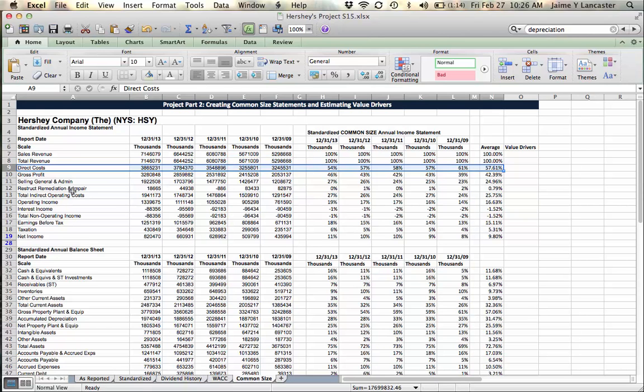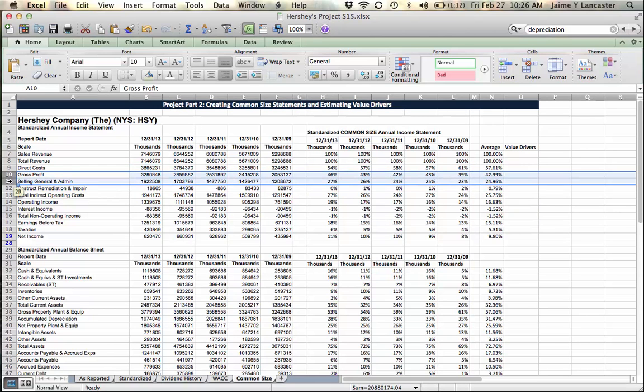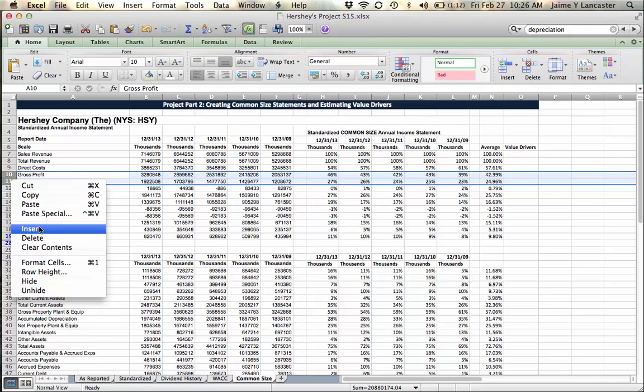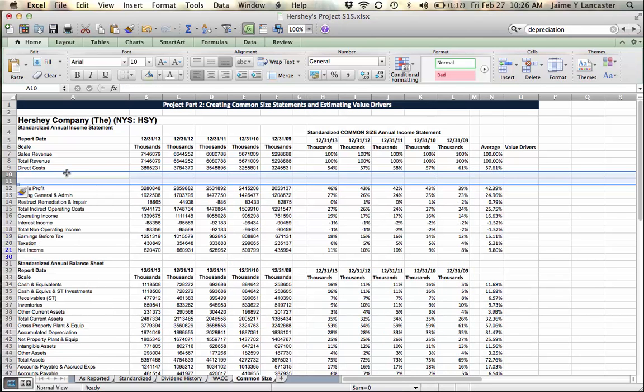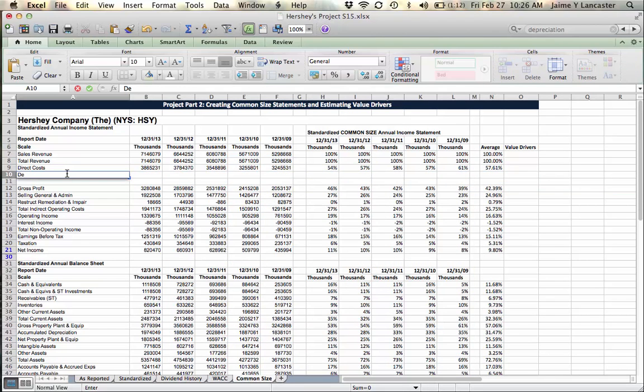We can find the value of what they had as a depreciation expense on the statement of cash flows. And then we need to come in here and back it out. We need to pull it out of this number. So I like to enter a couple of rows. And then we're going to enter a depreciation expense. Depreciation and amortization. So now we've got to go to our standardized statements and look for the statement of cash flows.